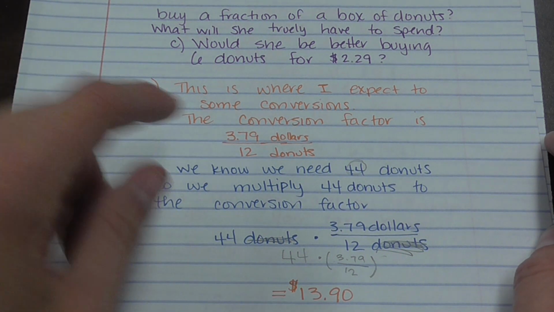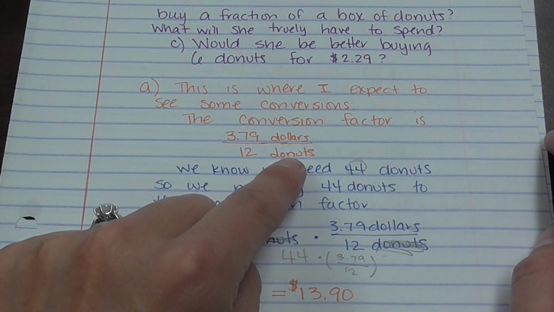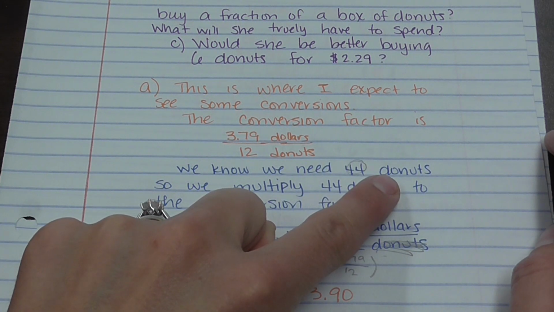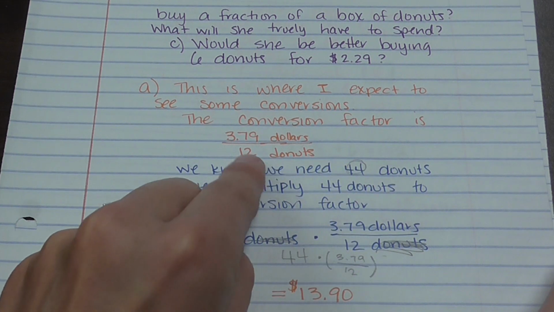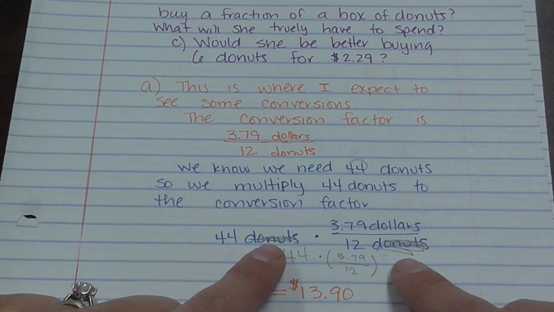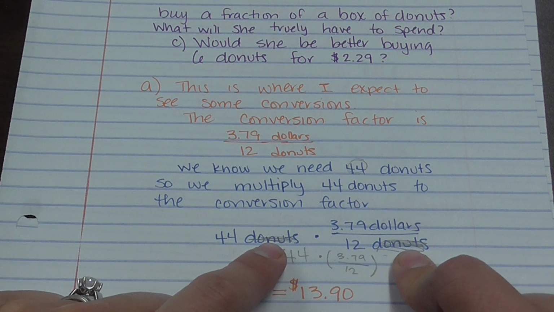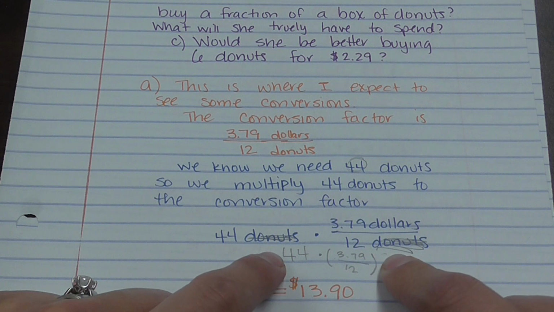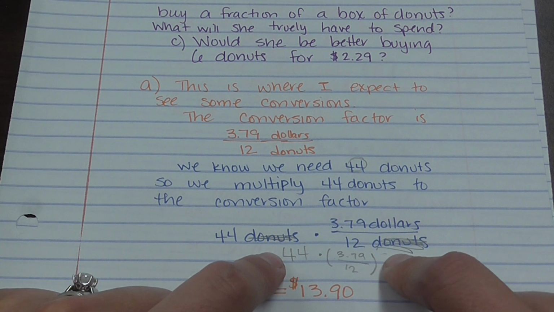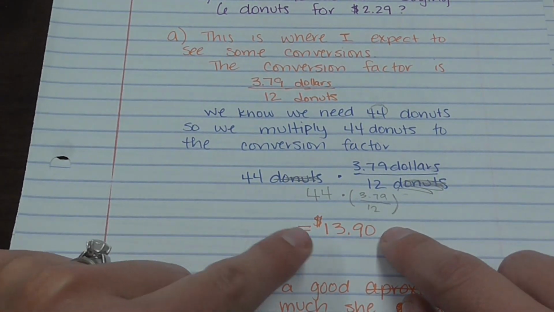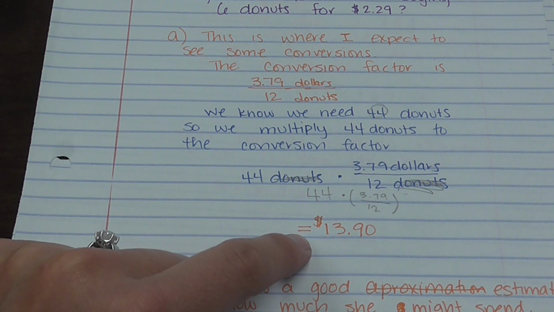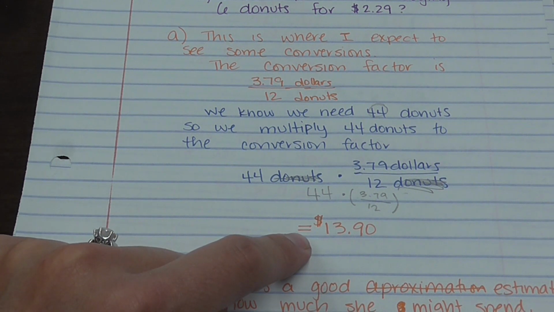This is why I put donuts on the bottom, because that's really my units. Donuts are a unit now. So 44 donuts times this conversion factor will make my units cancel out. All I have left to multiply is 44 times the fraction 3.79 divided by 12. We plug that into the calculator exactly as it looks, and we get $13.90, which is what we should expect her to spend on donuts.